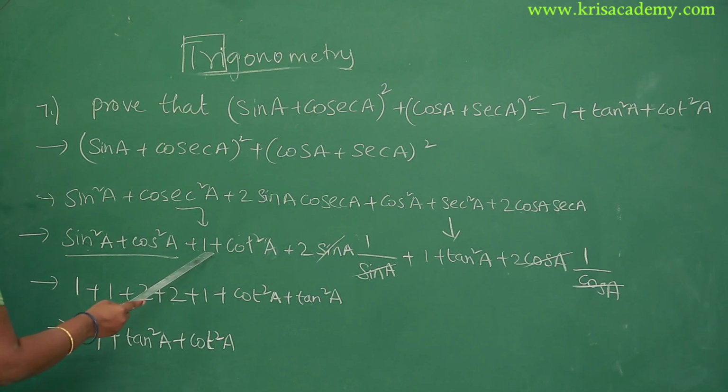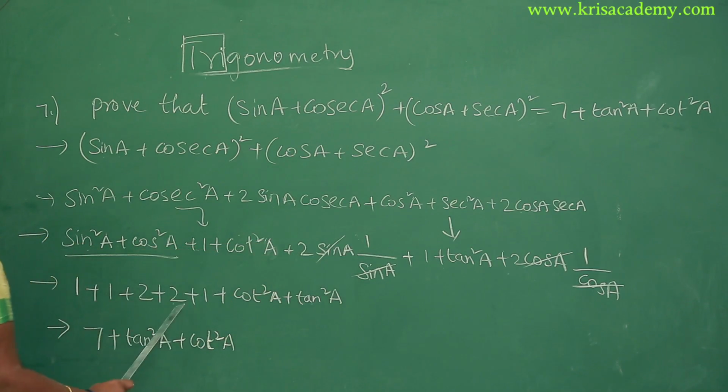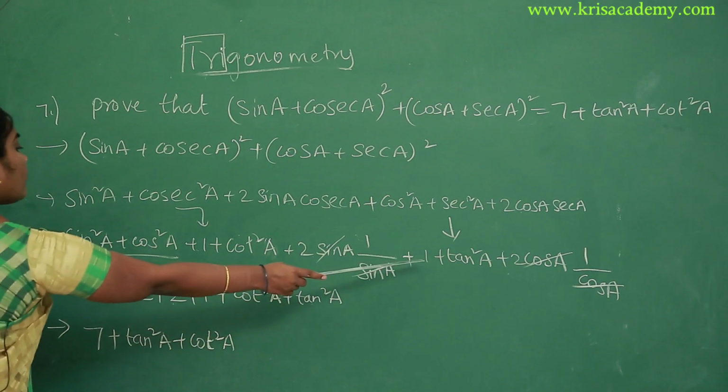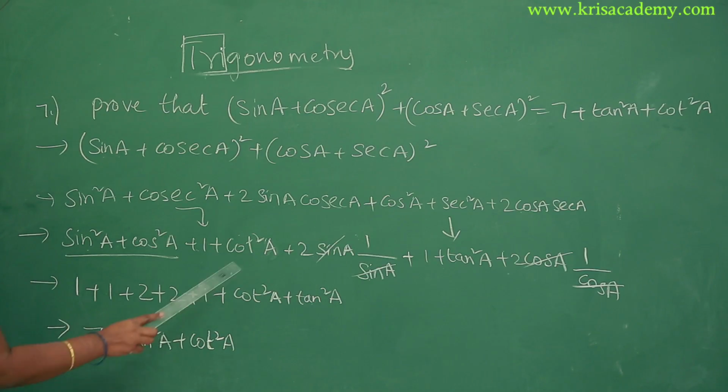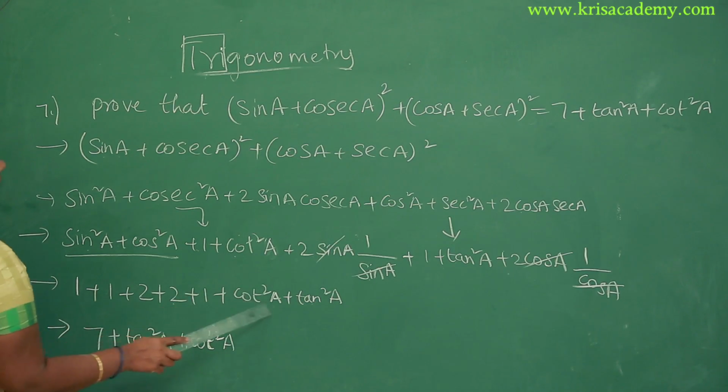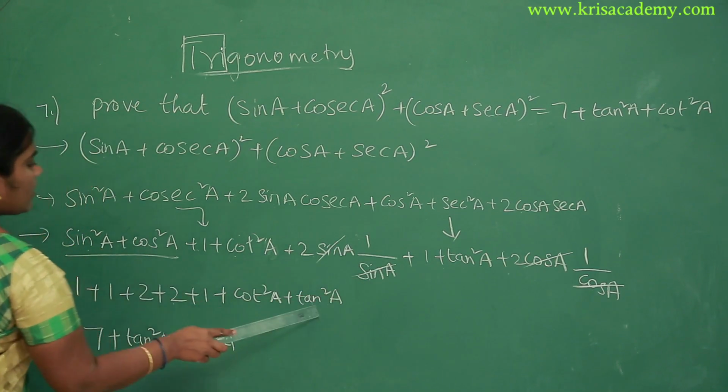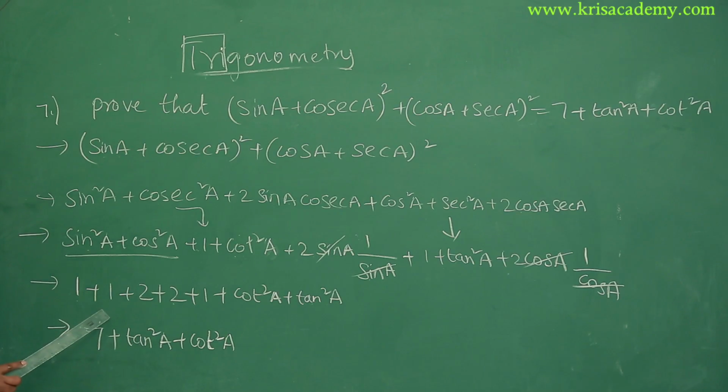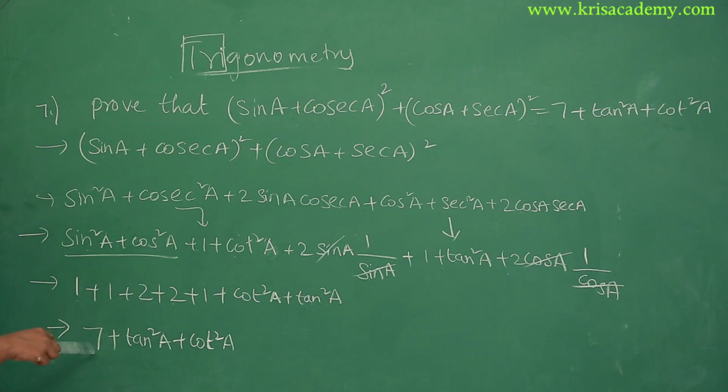This 1 is from 1 plus cot square theta. This 2 from sin A is cancelled. This 2 from cos A is cancelled. Now this 1 is from 1 plus tan square A. So the remaining terms are cot square A and tan square A. Now we add 1 plus 1 is 2, 2 plus 2 is 4, 4 plus 2 is 6, 6 plus 1 is 7. So the answer is 7 plus tan square A plus cot square A.